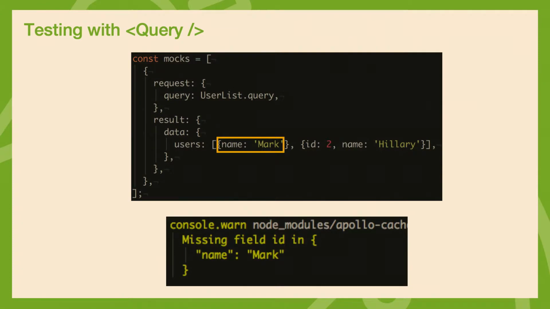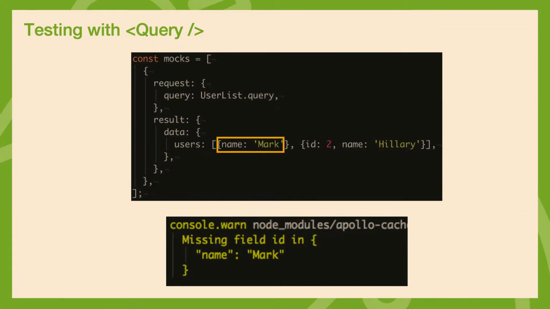What happens when you provide bad data to your mocked request? Right here, I forgot an ID property. What's nice about the mocked provider is it says, hey, there's a missing field. It's a missing field of ID in name Mark, the object that you provided. So this actually will break my test. My test will blow up.